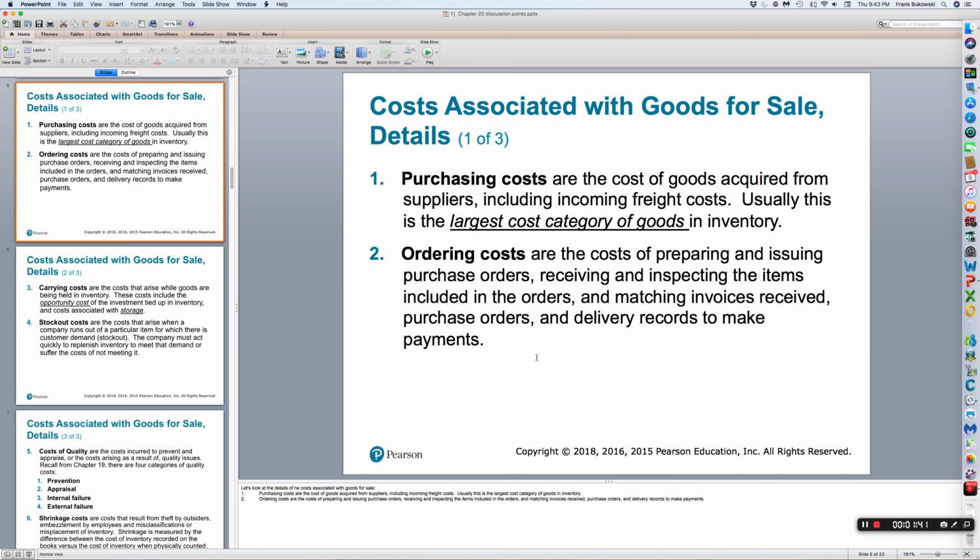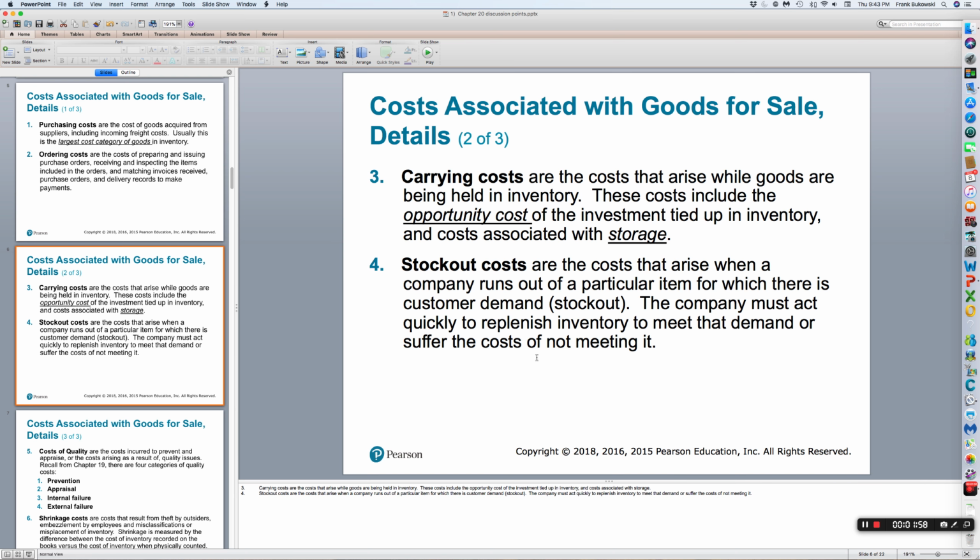When we look at carrying costs, these are costs that will arise when goods are being held in inventory. These costs will include opportunity costs, which we'll get into in a little bit, of the investment that's tied up in our inventory, and costs that are associated with storage. So, for example, what the warehouse will charge us to store goods.